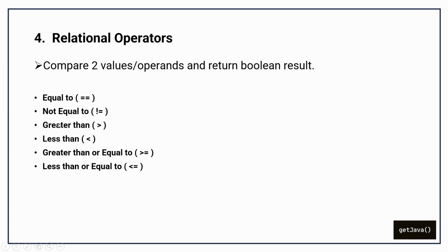So how many relational operators are there? We have around six relational operators. Those are the equal to operator, not equal to operator, then greater than, less than, greater than or equal to operator, and less than or equal to operator. So let's move to IntelliJ IDEA and there we will see how to use these relational operators.